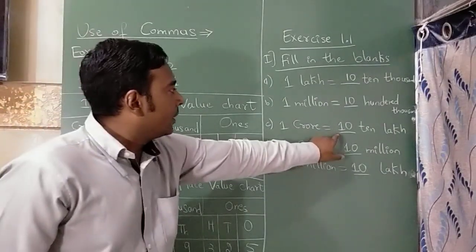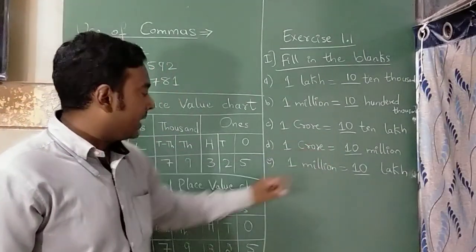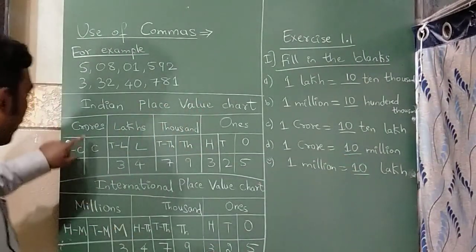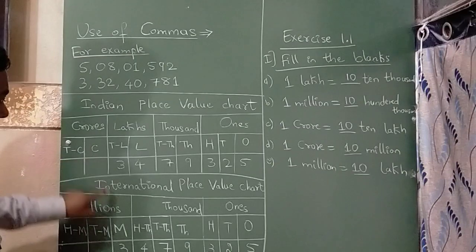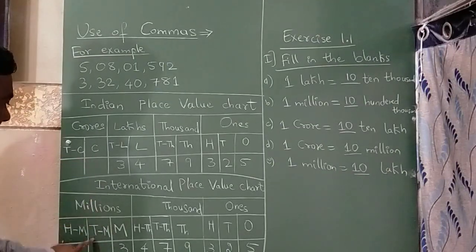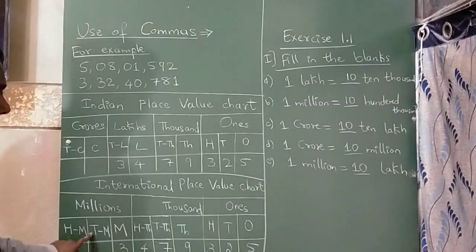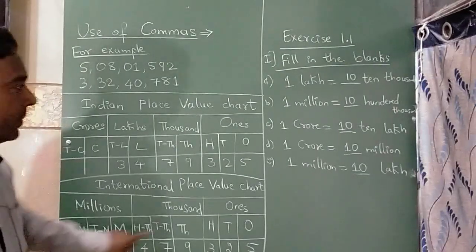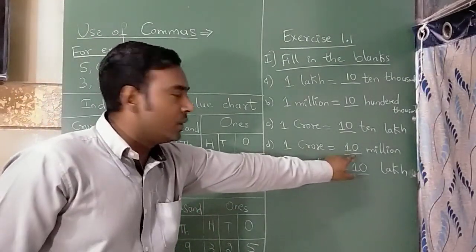Fine. Now again 1 crore means in international, let us see. So it is 10 million. So 1 crore is here. Same way, here in this place it is 10 million. Fine. In this place 1 crore and here it is 10 million. So I have written here 1 crore is equal to 10 million.